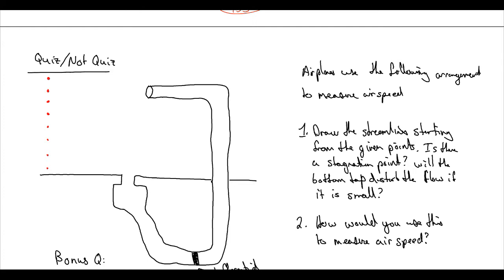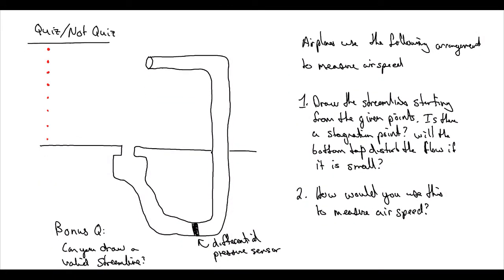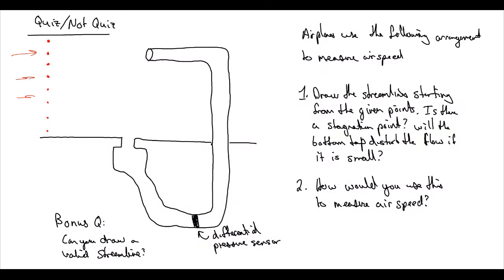Cool. So we want to draw streamlines. Airplanes use the following arrangement to measure airspeed. There is a tube that comes out of the plane and points forward. The air coming relative to the tube is coming in this direction like this. You've seen one of these on a plane, sticking out of it. Next to this tube, there's a small hole that is connected to that tube via a differential pressure sensor right here. So this will measure the difference in pressure between this point and this point right here.